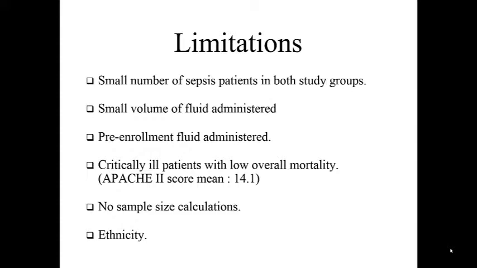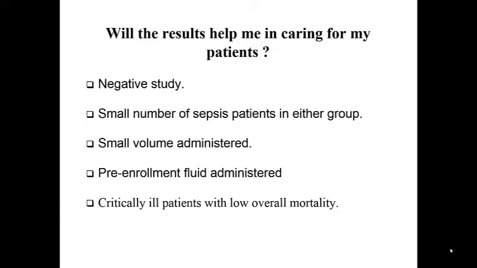The basic limitations of the study that affect its interpretation were that there was only a small number of sepsis patients in both study groups, and a small volume of fluid was administered, like 1 to 2 liters. Also, there was pre-enrollment fluid administered before they were enrolled in the study, and that can affect our results as well. If you look at the APACHE score, the mean was 14.1, much less than the patients we see here, obviously the ethnicity was different, and there was also no sample size calculation.